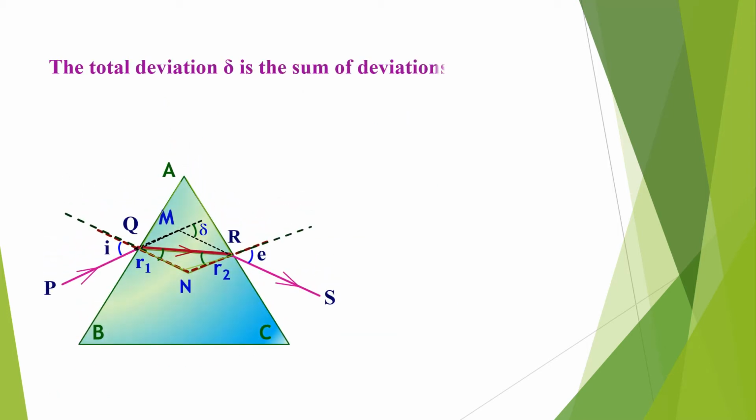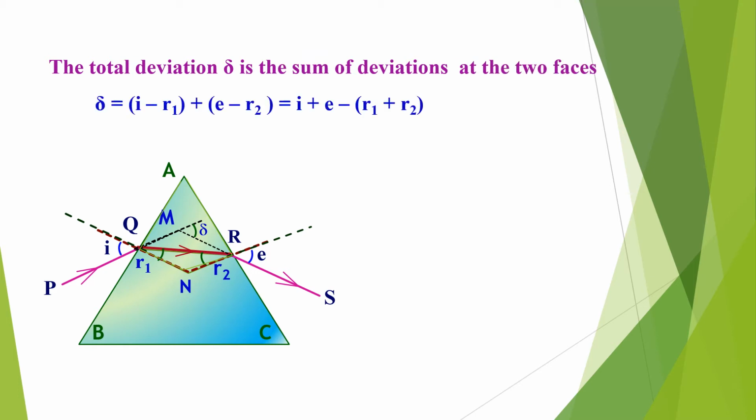The total deviation delta is the sum of the deviations at the two faces. Delta is equal to delta 1 plus delta 2, where delta 1 is I minus R1 and delta 2 is E minus R2. I and E terms are taken together, and minus R1 minus R2, where the minus is taken outside and R1 plus R2 will remain inside a bracket. That is, delta is equal to I plus E minus, where R1 plus R2 from the previous equation came as A.